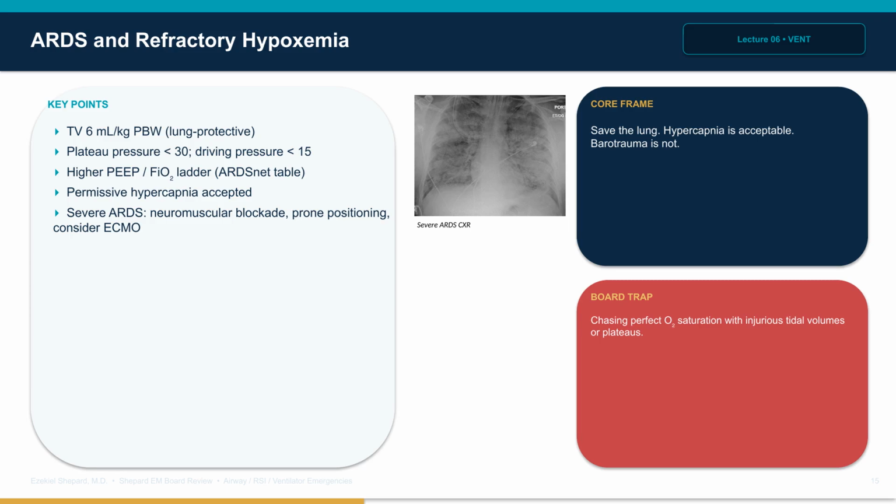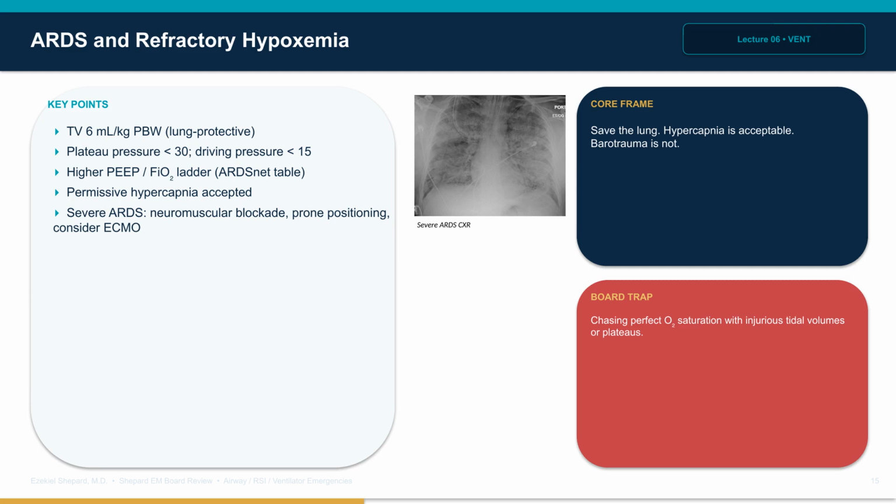ARDS requires lung protection. The board buzzword is ARDS net. Tidal volume 6 milliliters per kilogram of predicted body weight, plateau pressure below 30, and a PEEP FiO2 ladder. Tidal volume is 6 milliliters per kilogram of predicted body weight. Plateau pressure must stay below 30 centimeters of water. Driving pressure should stay below 15.